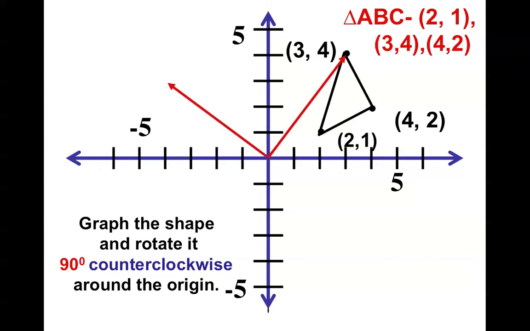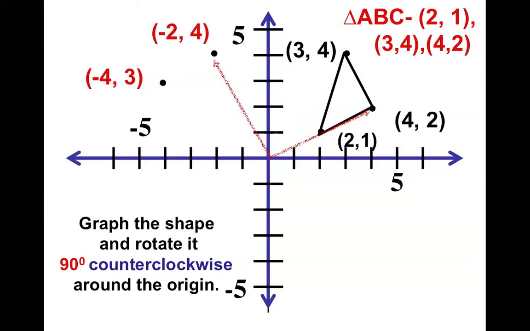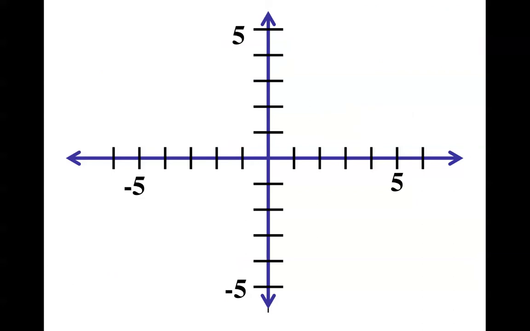If we rotate it, this point should be 90 degrees away from this one, and look where it ends up, at -4, 3. Notice the y-coordinate gets moved to the x spot and becomes negative, and the 3 gets moved to the y spot, and it stays the same. Follow that pattern, and you'll get the rest of the points. Pretty neat, huh? All right, one more.